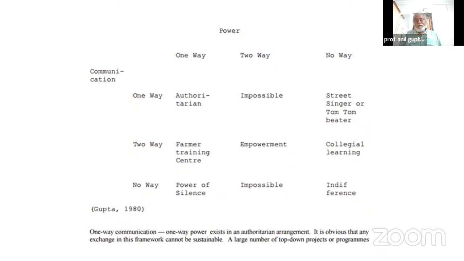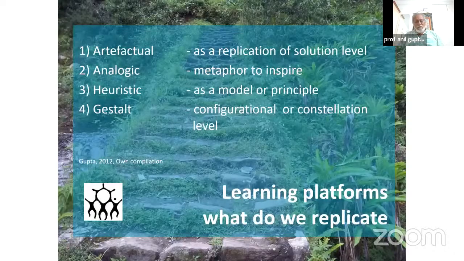Two-way power and no-way communication cannot be there. It is impossible. If no way is the power and there is no way communication, it is indifference. We are indifferent to each other. Solitude, all into themselves. During COVID, many times, many families stopped caring about each other. Some did not. And of course, they had no power on each other, but they could have used emotional power. They didn't. So this is the framework.